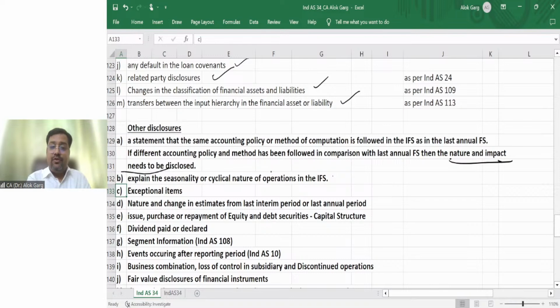Exceptional item. And we have discussed the exceptional item in our Ind AS 1 class. If there is any exceptional item, that exceptional item is required to be disclosed irrespective of the significance or materiality.